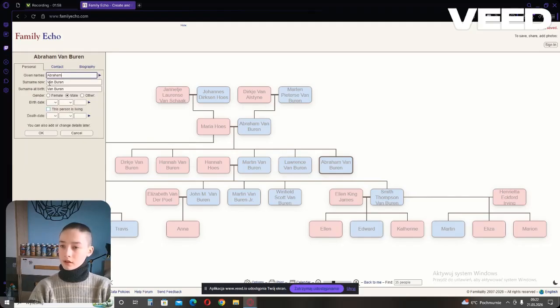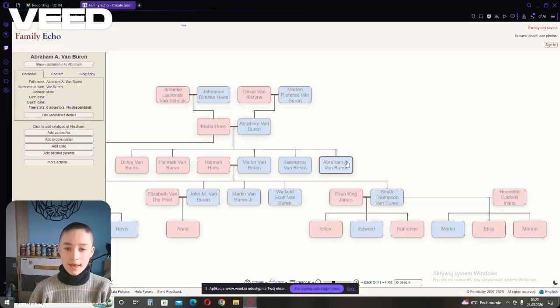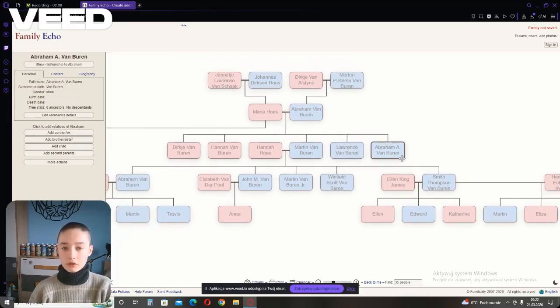Because he had a middle name starting with the letter A, but I'm not sure what middle name it was, because Abraham. What other name can be an A, like Angus? But that's kind of a Scottish name, or maybe Adam, maybe Alfred, maybe something like that. Albert, maybe Albert or Adalbert, something like that.